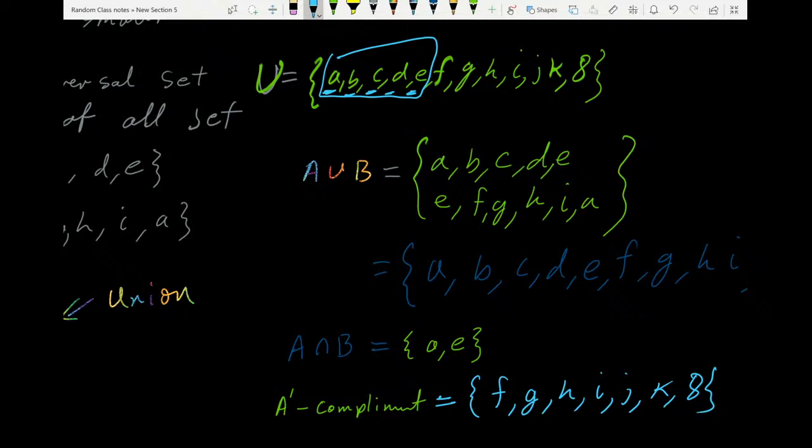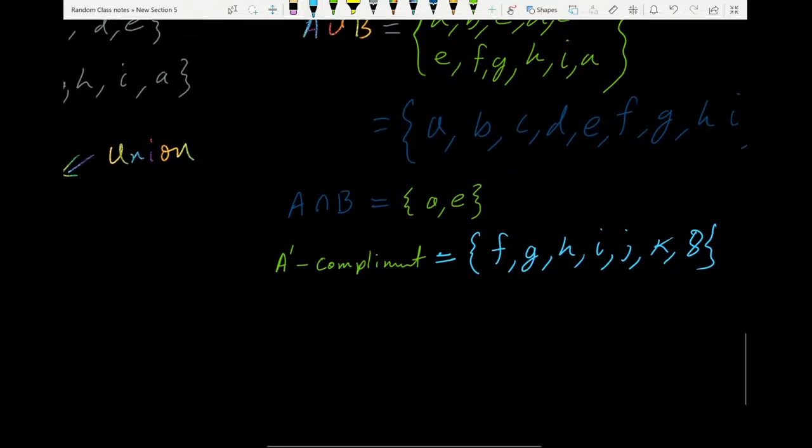So that's a complement. All right. So let me make the problem a little bit more interesting. I want you to try A intersect the B complement. What would that be? You know what? Not that. Sorry. A union B complement. Try that.